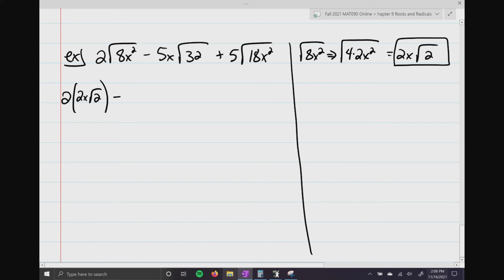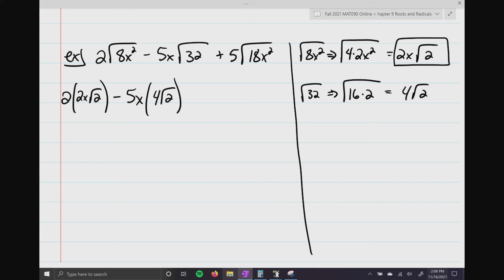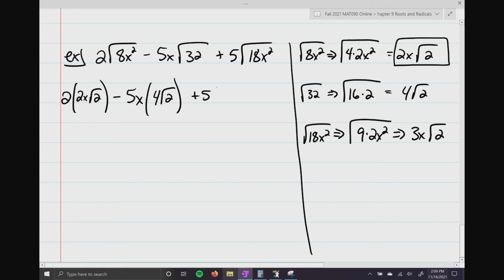Now we're going to do the square root of 32. Well, 32 is 16 times 2. So that's going to be 4 square roots of 2. So this is going to be 5x times 4 square root of 2. And finally, the 18x squared. Well, 18x squared is really 9 times 2x squared, which we know that's going to be 3x square root of 2. So this would be plus 5 times 3x square root of 2.